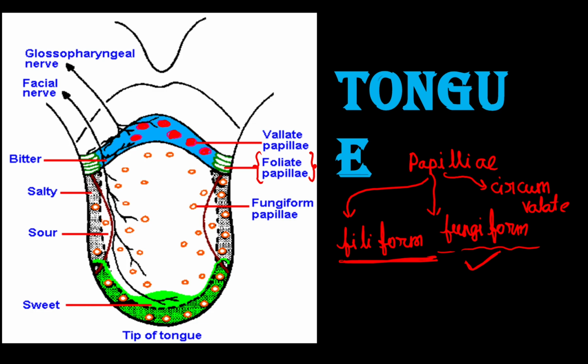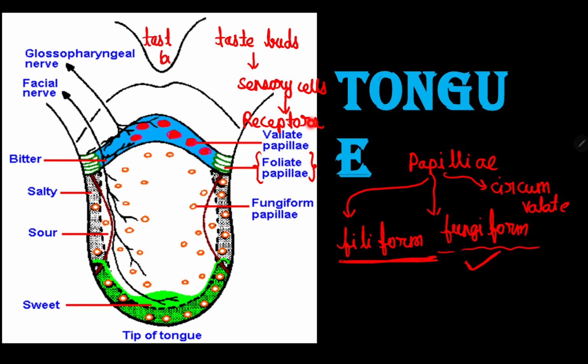Now, in these papillae, taste buds are present. These taste buds have sensory cells, and those sensory cells have receptors for taste. Taste buds have sensory cells, and sensory cells have receptors. Now we will see the structure of taste bud in detail.